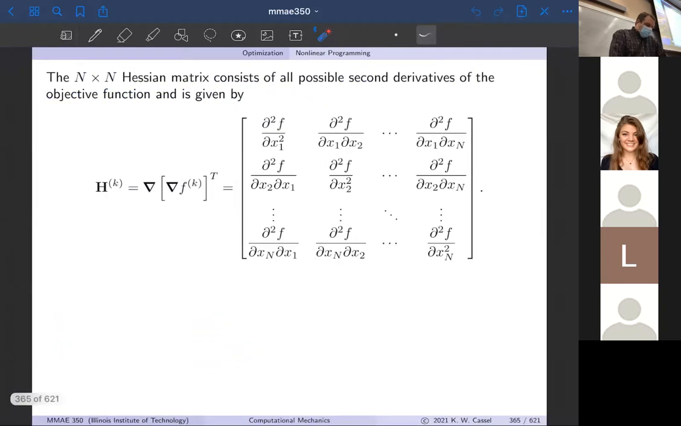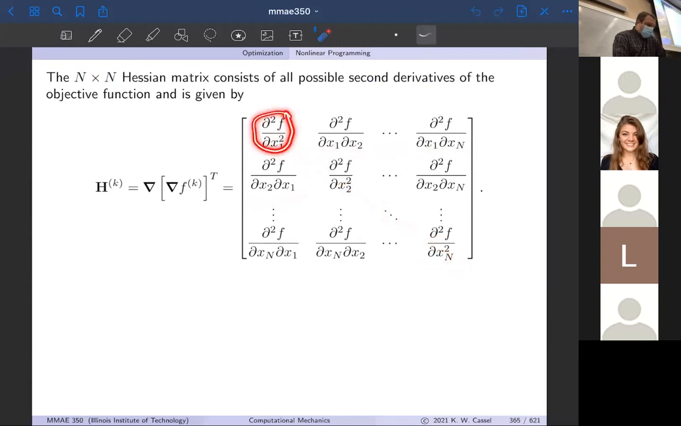So here's what the Hessian looks like. It's just a matrix of all the possible second derivatives. So if you look down the diagonal, it's partial squared f partial x1 squared, partial squared f partial x2 squared, x3 squared, down to xn squared. So the second derivatives with respect to each of the variables go down the main diagonal. And then off the main diagonal, you have all the possible other second derivatives. And they're ordered in a normal matrix sort of way.